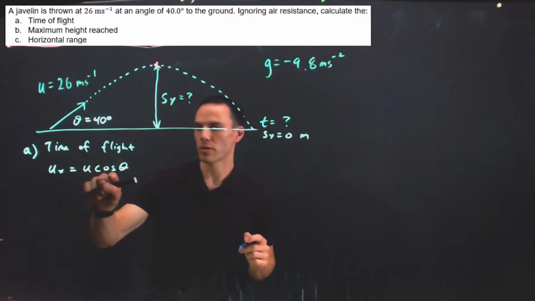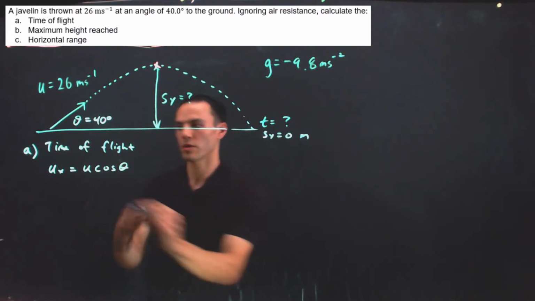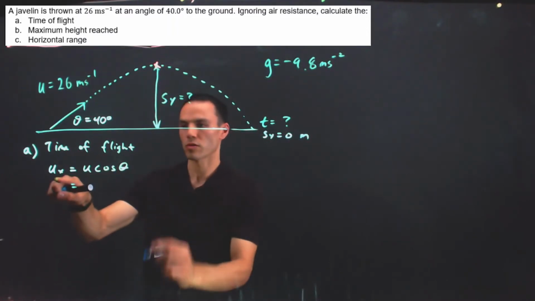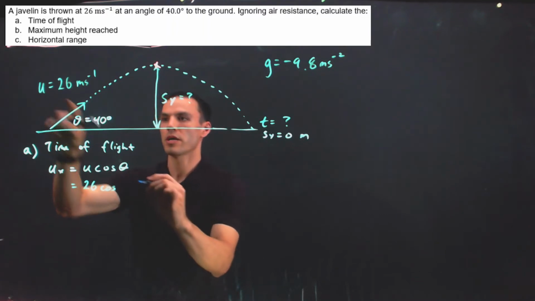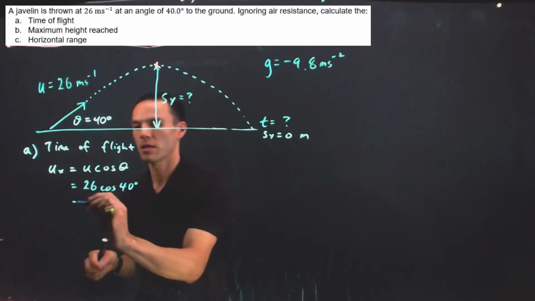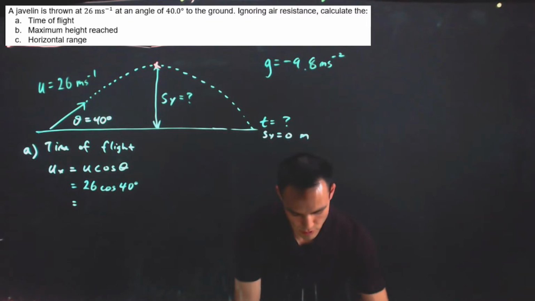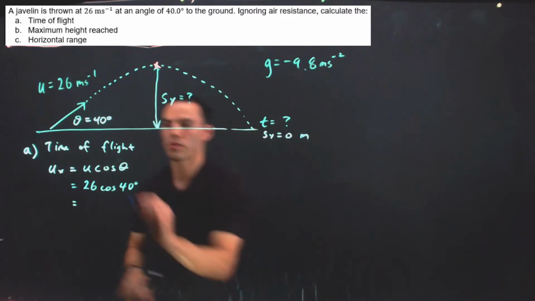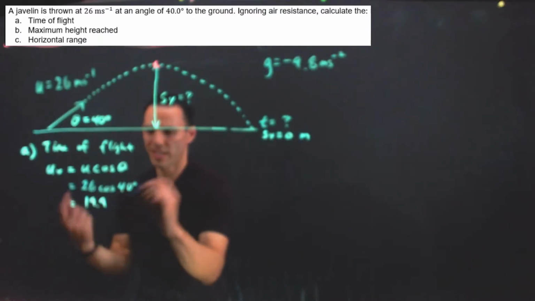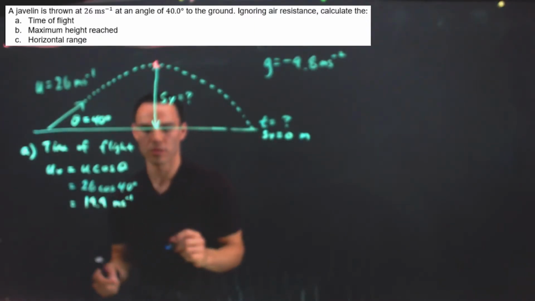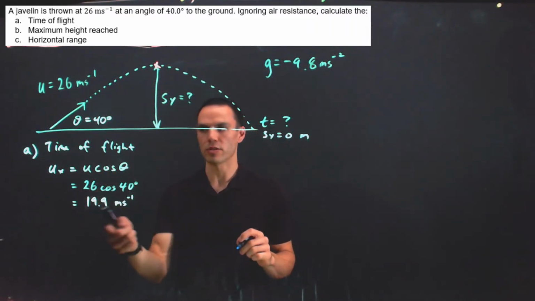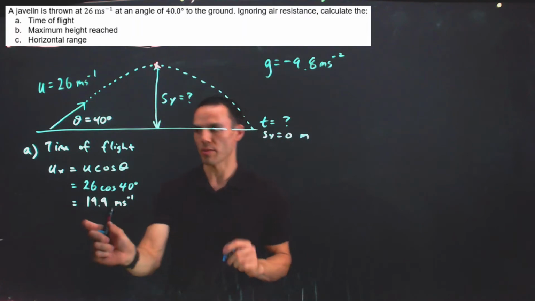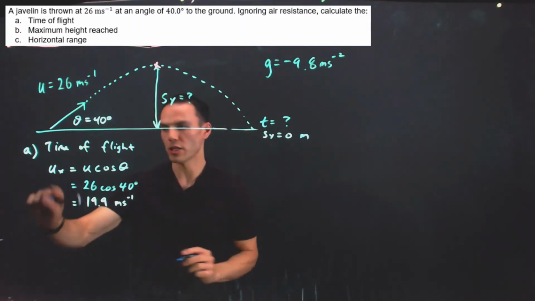So u cosine theta. Cosine is always for the horizontal component. So I'm going to sub in 26 here, cosine of 40 degrees, and I'm going to use my calculator real quick. 19.9. You can round to sig figures or decimal places. That's up to you, or whoever your teachers taught you. It doesn't matter too much. Okay, so that's the initial horizontal component.